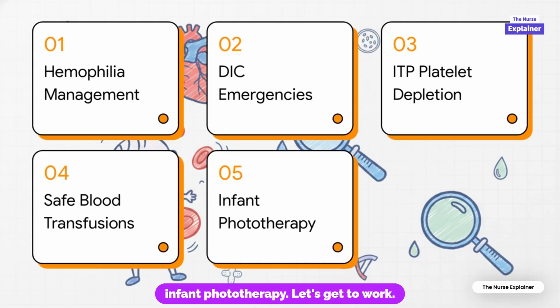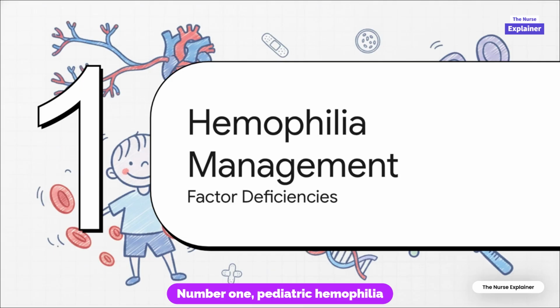Let's get to work. Number 1, pediatric hemophilia management and factor deficiencies. So hemophilia is a group of X-linked recessive bleeding disorders. Basically, the child lacks a crucial protein component like factor VIII in hemophilia A, which means they simply cannot form a stable fibrin mesh clot.